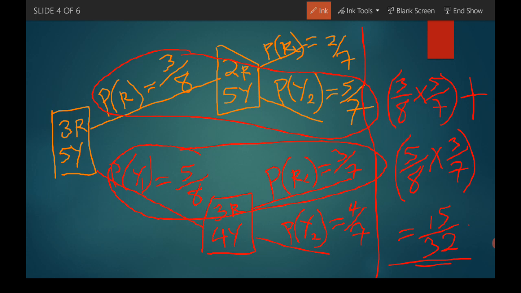You can pause, you can replay and try it again. Calculate, pause, calculate, and see whether you get that answer there.